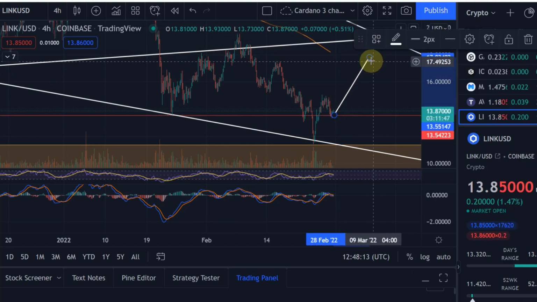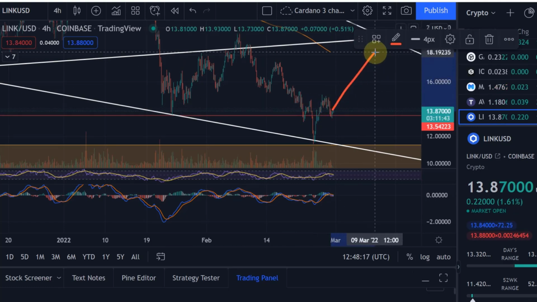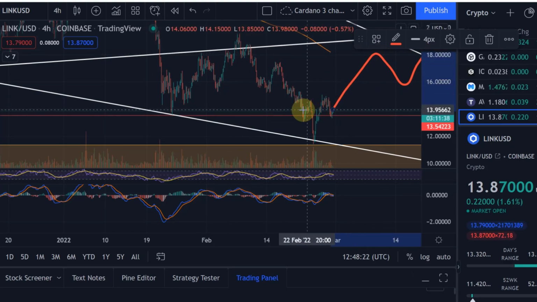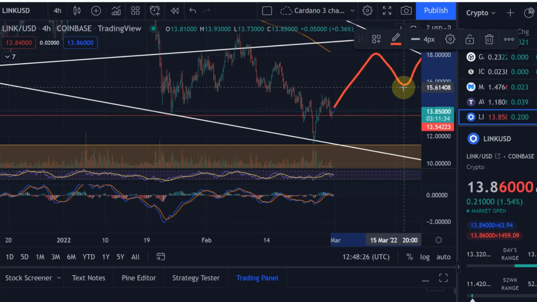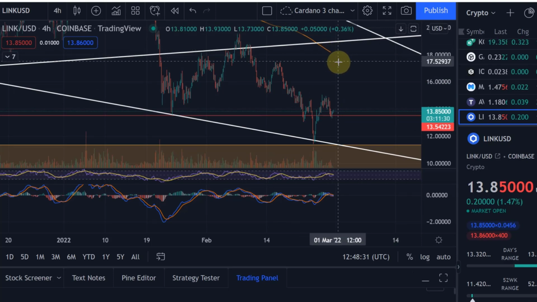Then it comes down here. No, I didn't want to draw it like that. So it makes something and comes above the previous swing high and swing low. Certainly the previous swing low. I want to see a larger degree higher low, and of course also break, ideally, the 50-day moving average.